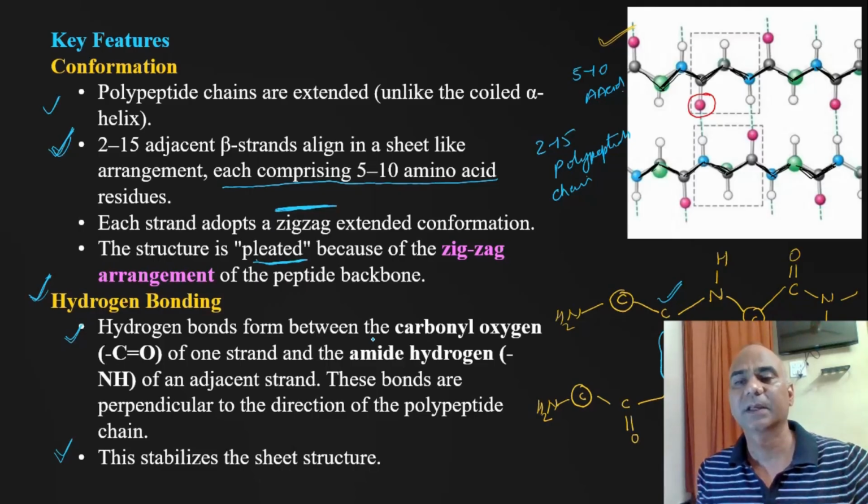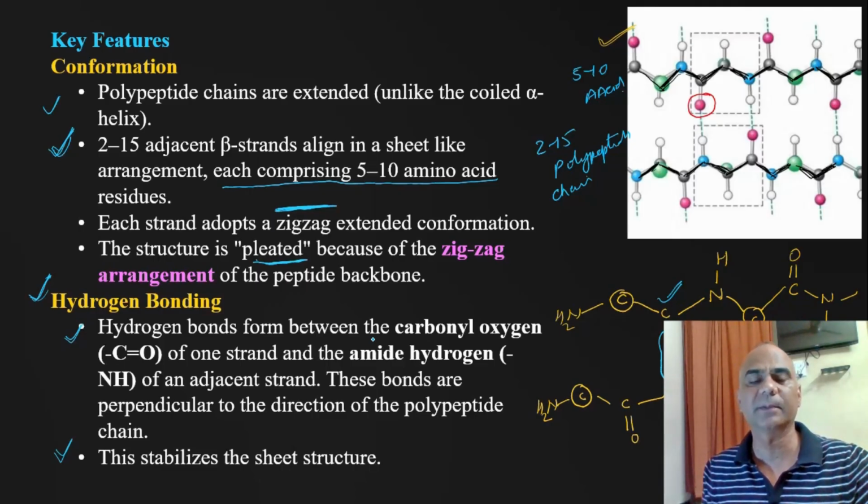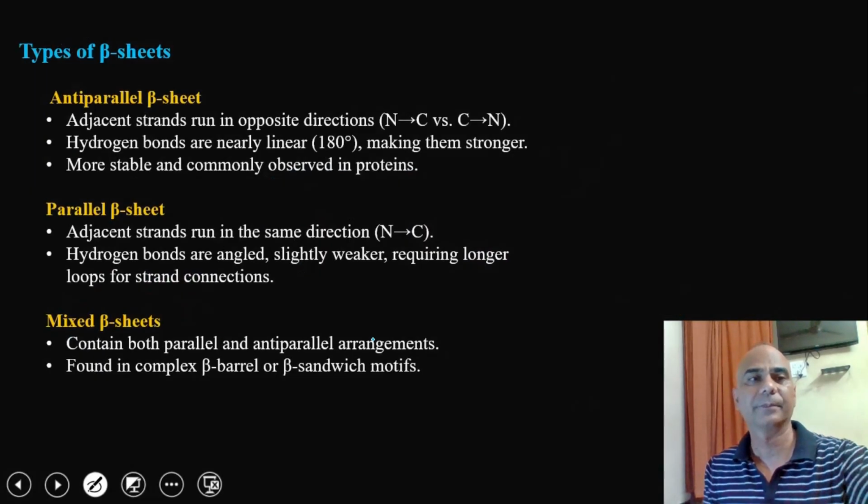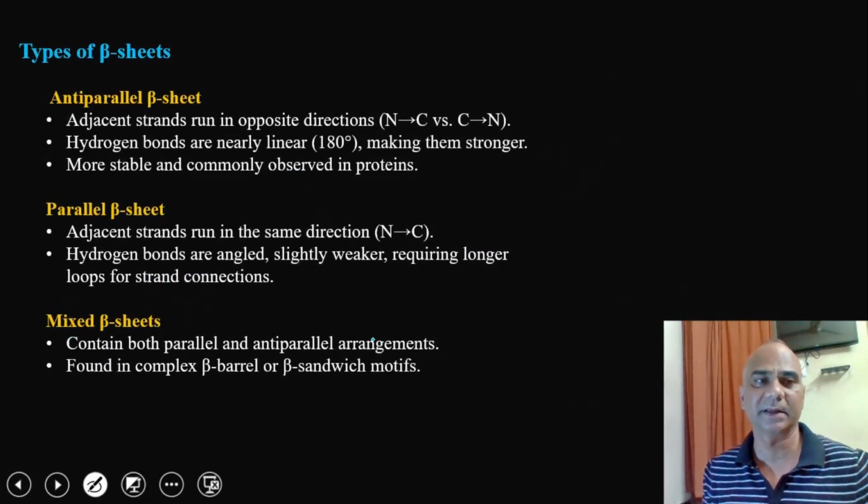ये क्या करती है कि बीटा स्ट्रक्चर को मजबूती देती है और उसको एक, हम कहेंगे, नेचुरल कन्फर्मेशन देने का काम करती है. आगे देखेंगे आप इस स्ट्रक्चर में ये क्या है.